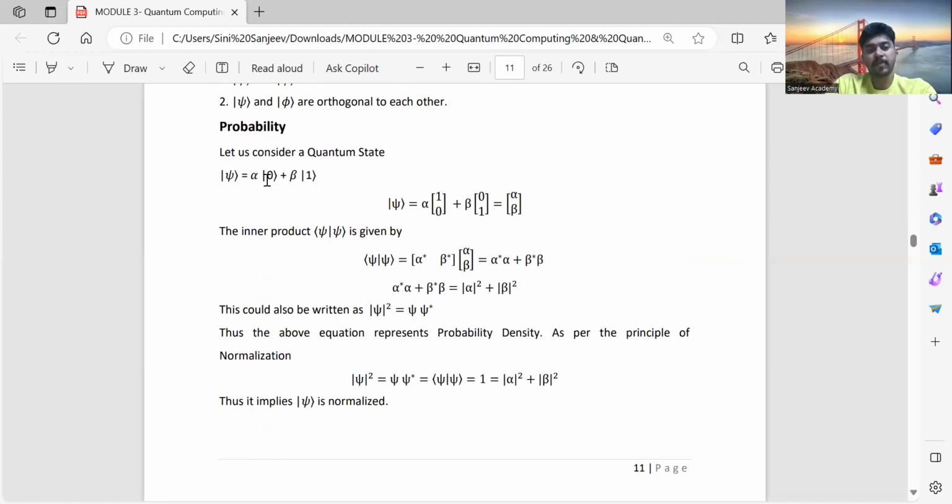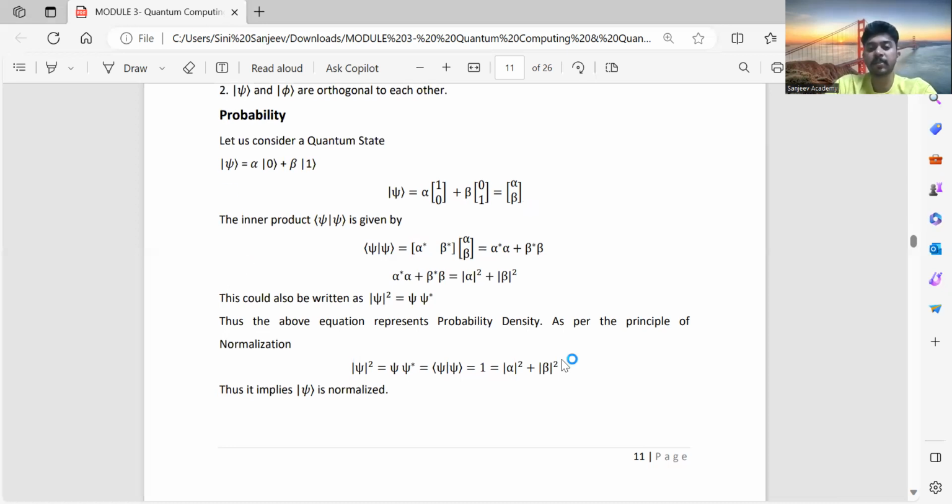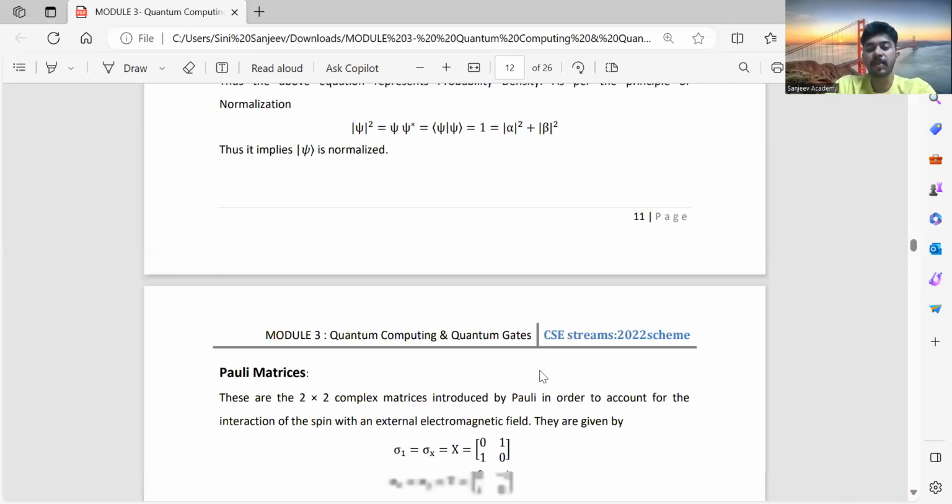Probability. Alpha of |0> and beta of |1>. So obviously alpha of |0>, where |0> is 1 0, and beta of |1>, where |1> is 0 1. So I'll get alpha and beta in the vectors. That's all. And the inner product, I'll always get alpha square plus beta square. No need to remove other things. Just remember alpha square plus beta square.